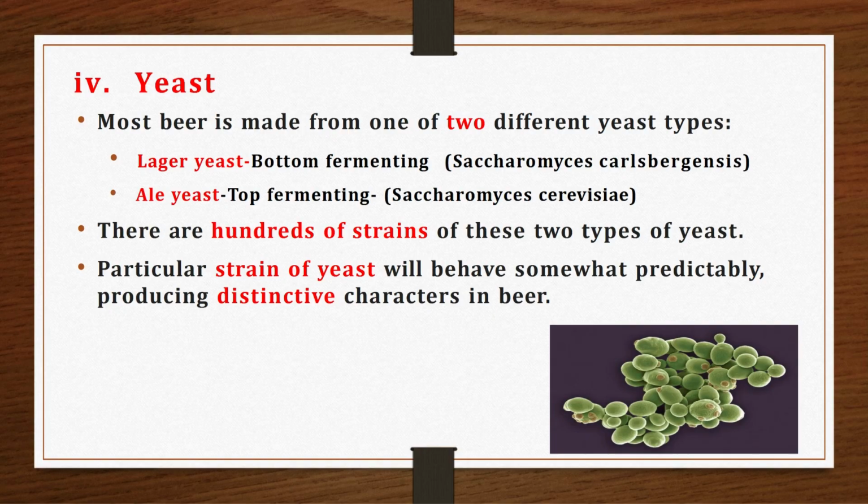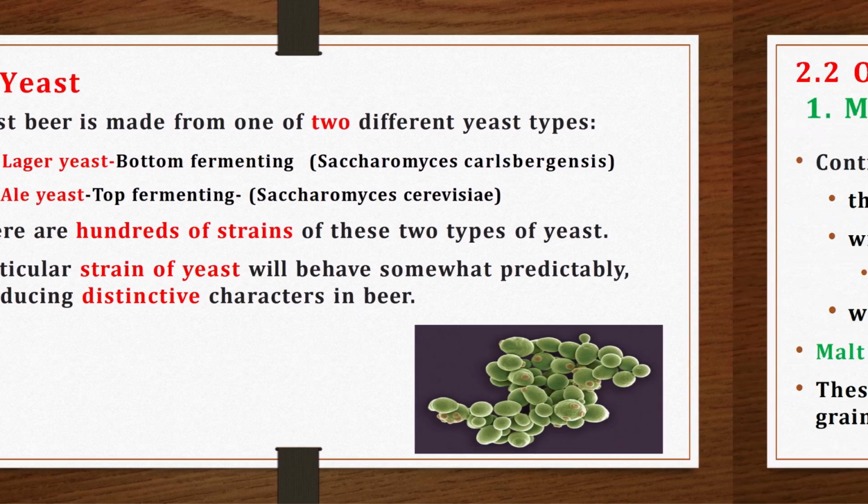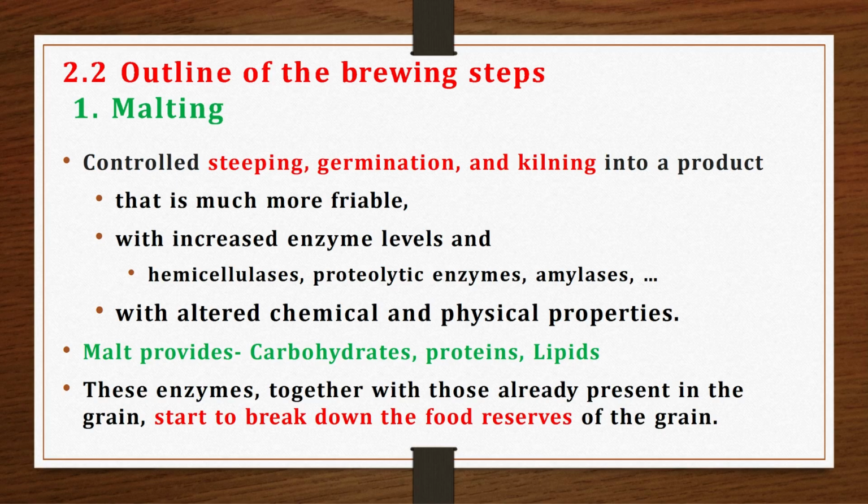Most beer is made from one of 2 different yeast types: lager yeast, which is bottom fermenting, known scientifically as Saccharomyces carlsbergensis, and ale yeast, which is top fermenting, known as Saccharomyces cerevisiae. There are hundreds of strains of these 2 types, and each particular strain will behave somewhat predictably, producing distinctive characters in the beer. Now that we know the ingredients, let's explore the brewing steps themselves, starting with 1.